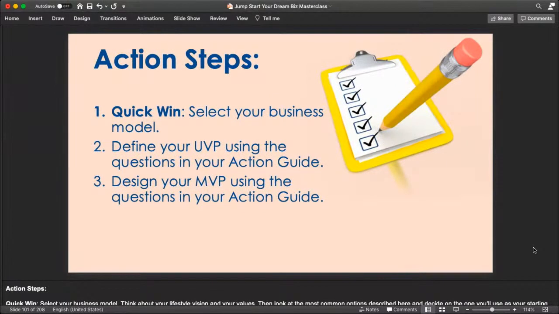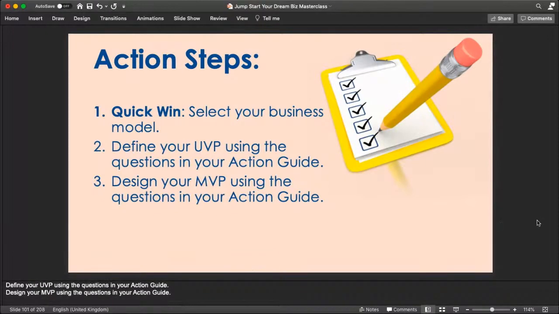So here are the action steps for unit lesson number 5. Your quick win is to select your business model, define your unique viable proposition, and then using the questions that are in your guide, fill out the whole completion of your worksheet, and then design your minimum viable product. Again, answering the questions that are in the action guide is going to help you frame that out. And then you should be in good shape.